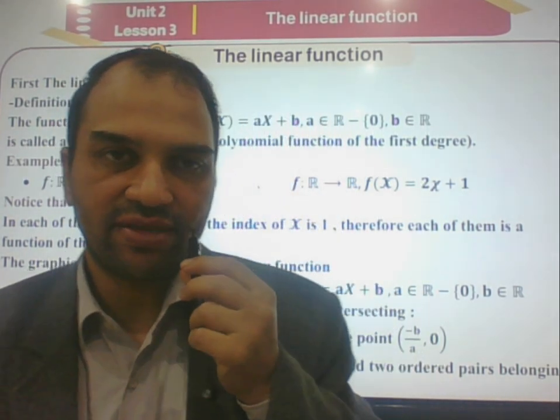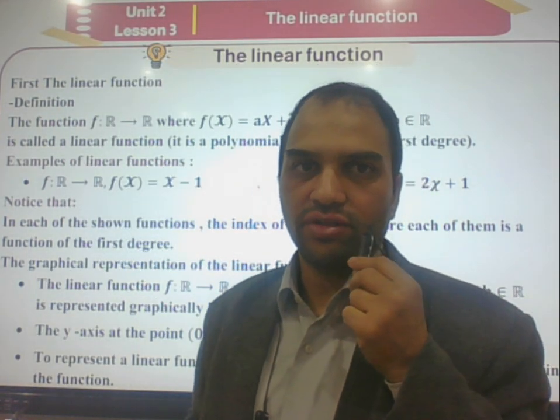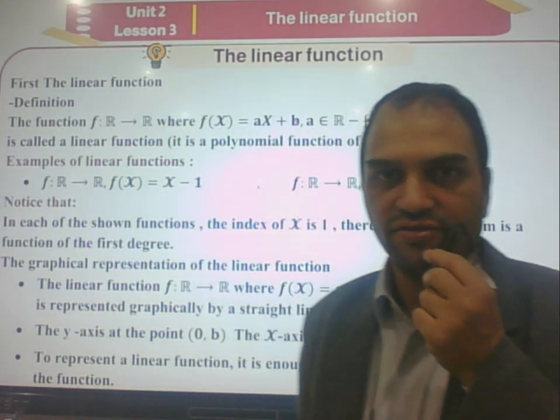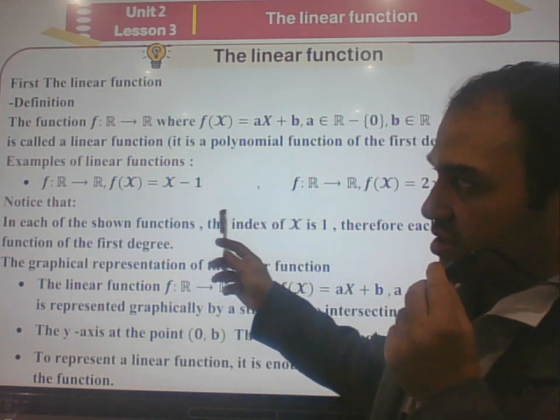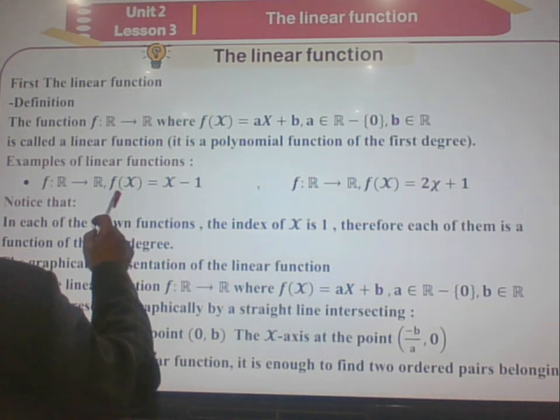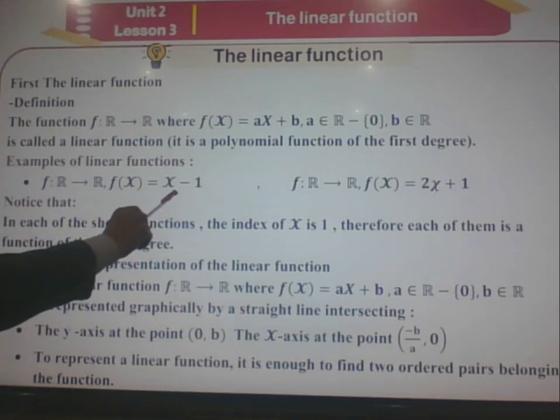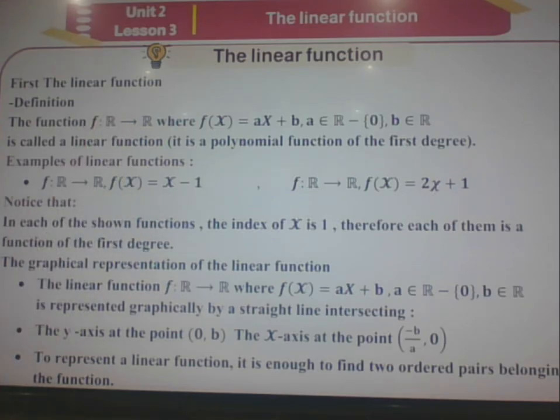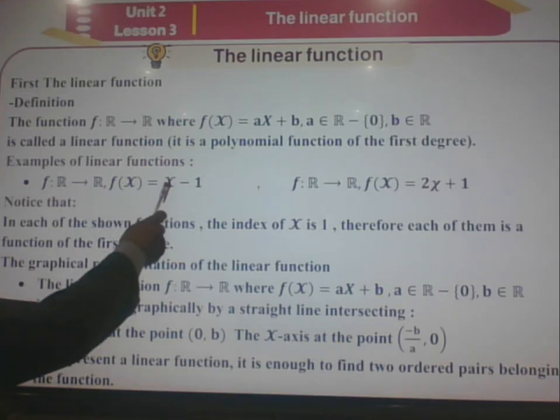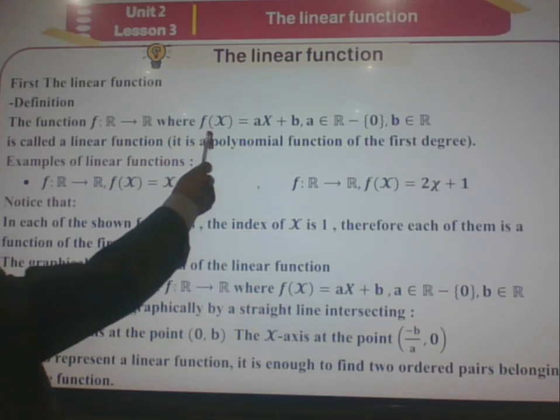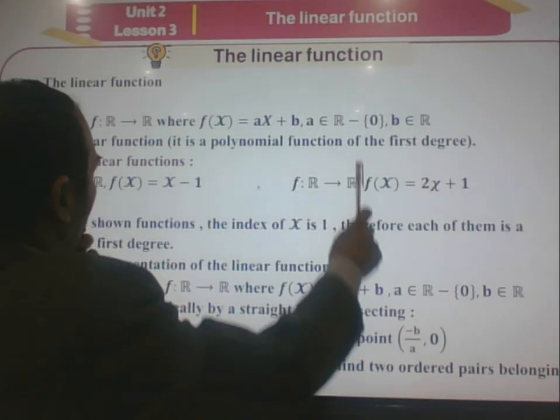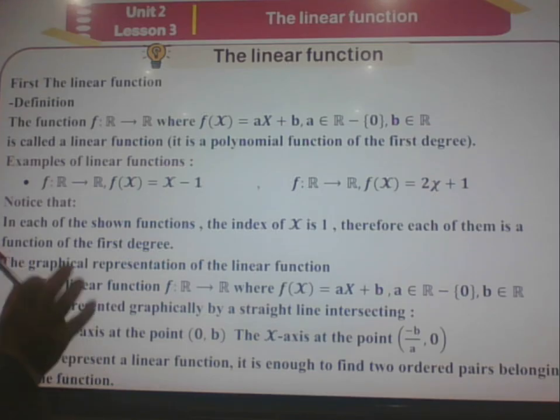Verb 2. Today we'll explain lesson number 3, unit 2, the linear function. The linear function is like this. The rule here, f of x equals x minus 1, we call the first function because it's of the first degree. Then for the linear function, the power of x will be 1, like this. f of x equals ax plus b is the rule of the function, or the image.